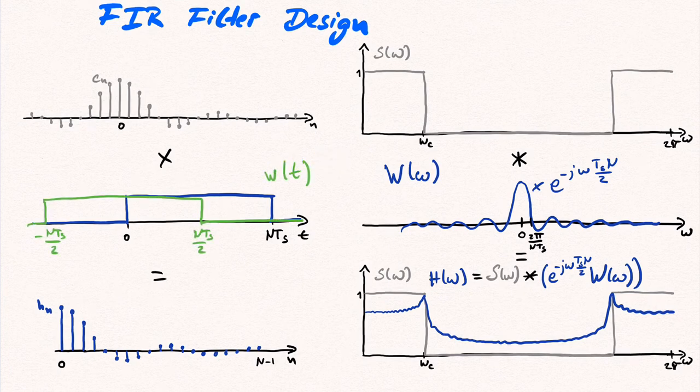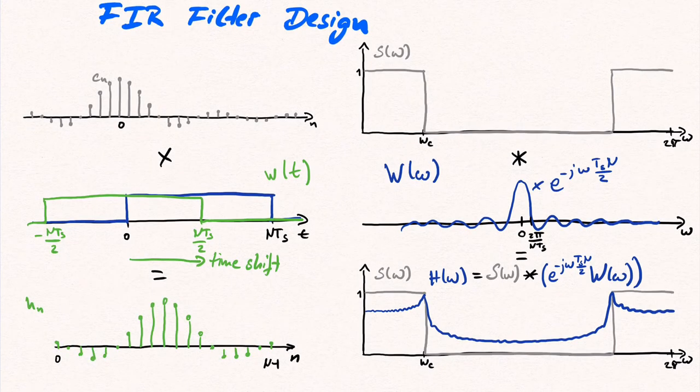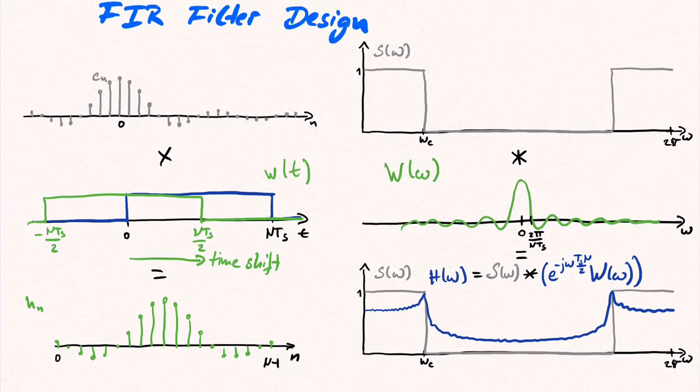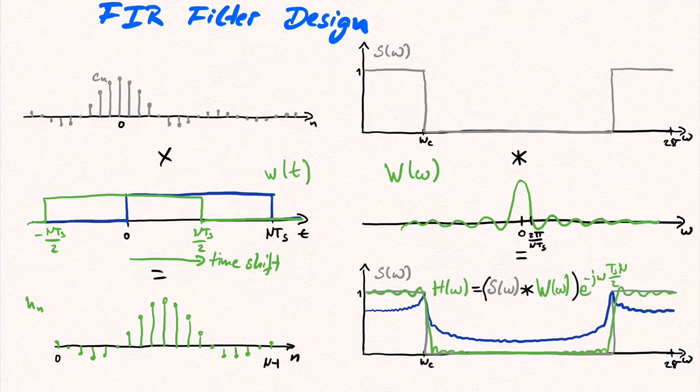It should be a much better choice to take a symmetric window w of t, so here a symmetric rectangle in between minus N Ts half and plus N Ts half, and then shift the symmetric taps to the right in order to achieve a causal filter, so that the filter taps Hn are a symmetric and shifted part of the discrete time sinc. And the frequency response of the symmetric window w of t is a purely real-valued function W of omega, here a sinc. Not surprisingly, the frequency response of this filter is much better compared to the first filter we derived, as its performance is much closer to the performance of the ideal filter S of omega.